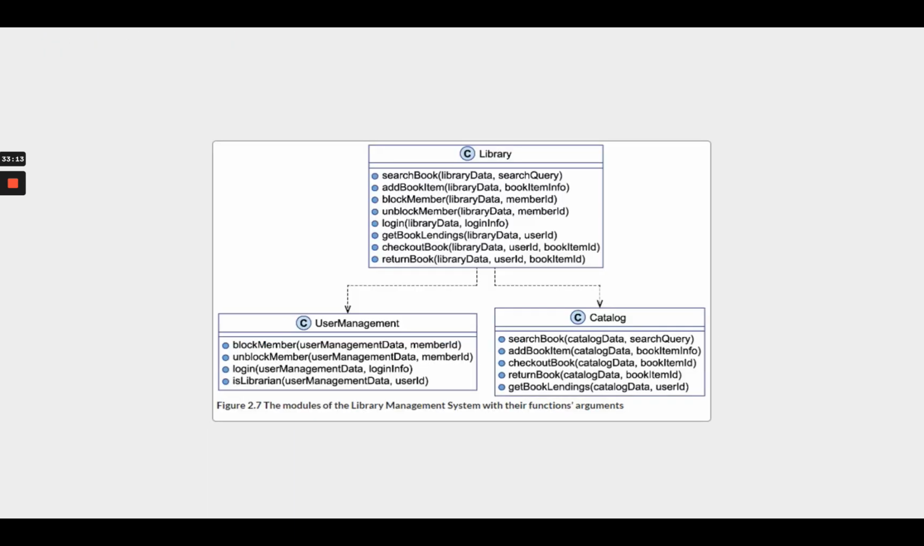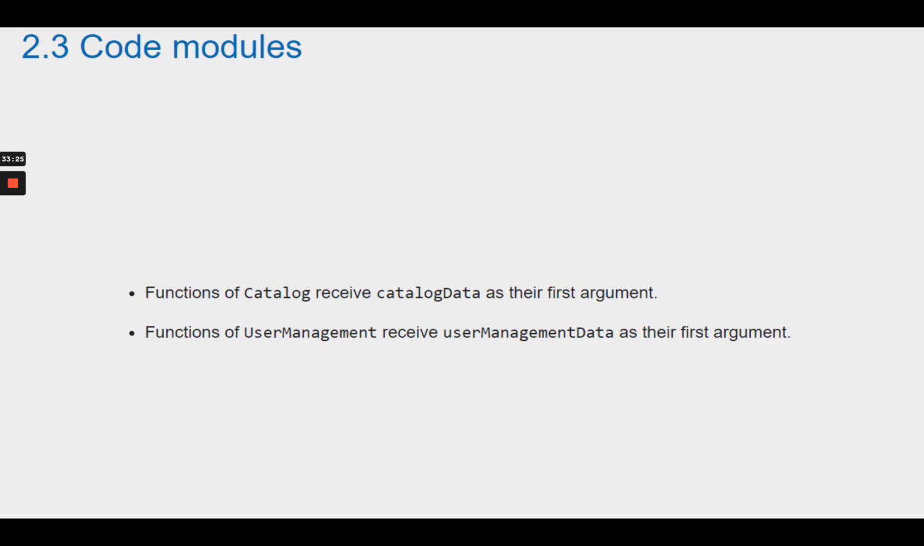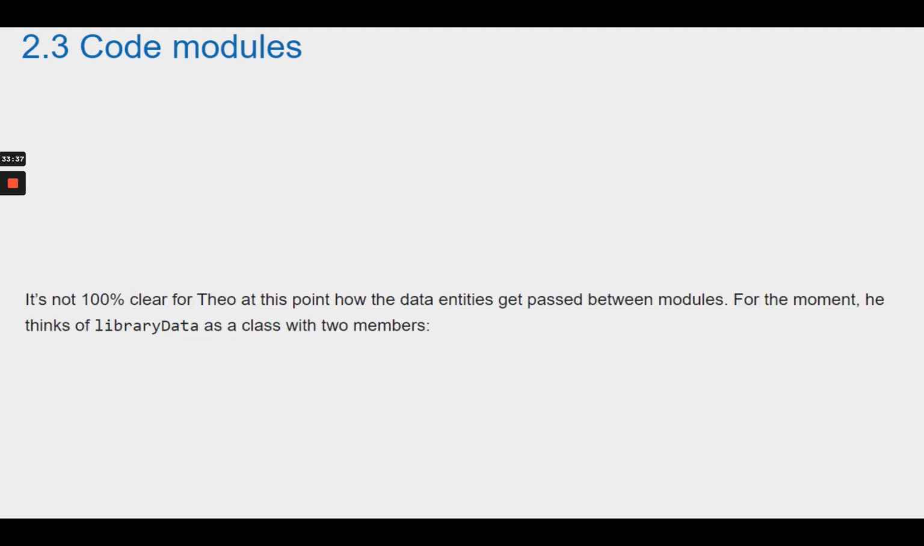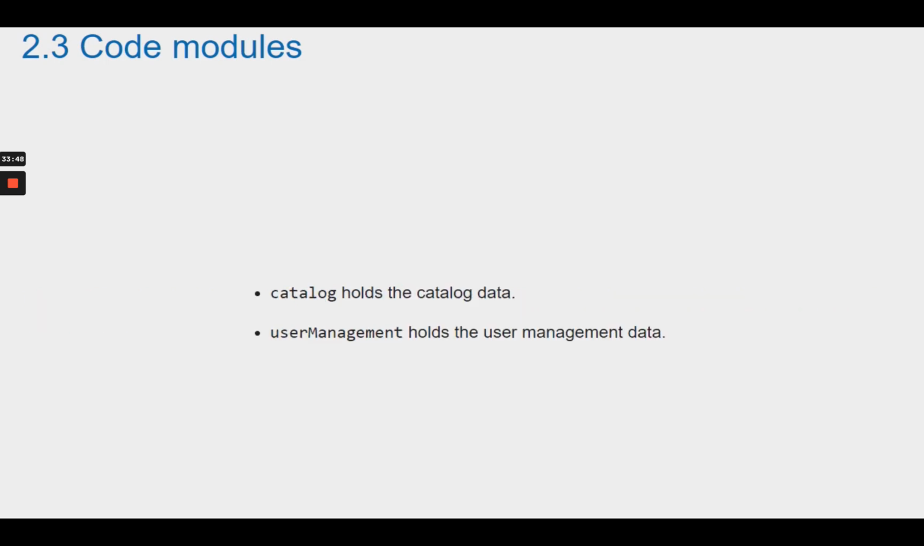Theo then draws the high-level design of the library management system with the catalog and user management modules. Figure 2.7 shows the addition of these modules, where functions of catalog receive catalog data as their first argument. Functions of user management receive user management data as their first argument. It's not 100% clear for Theo at this point how the data entities get passed between modules. For the moment, he thinks of library data as a class with two members. Catalog holds the catalog data. User management holds the user management data.